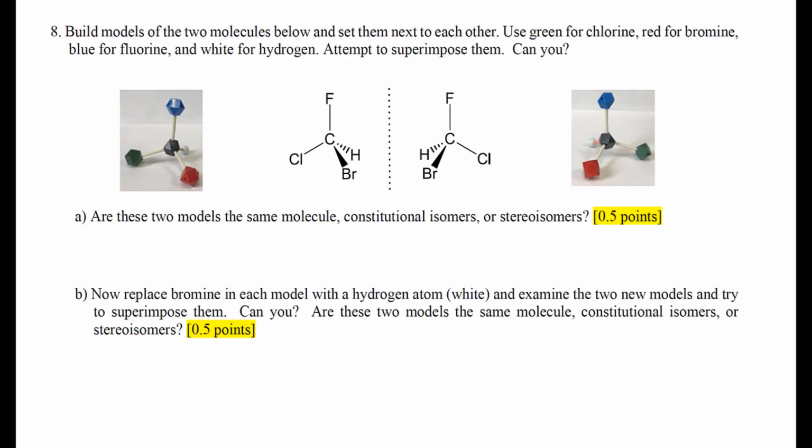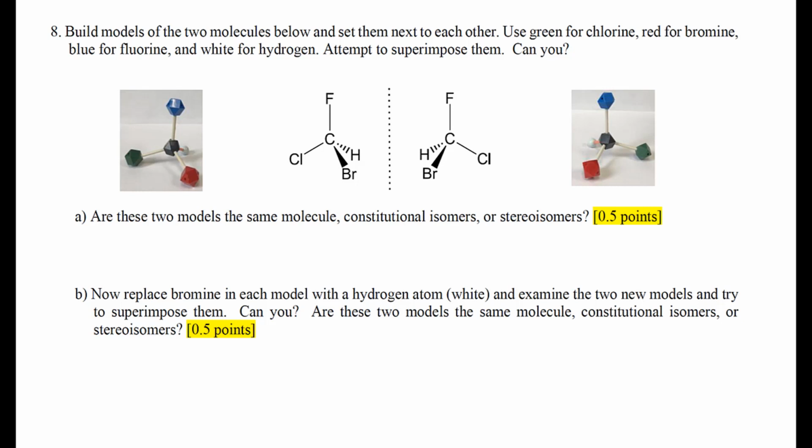Finally, we have question 8. This asks you to build 2 models of the 2 molecules shown below and set them next to each other as I've shown in this diagram. Here we're representing bromine with a red atom, and those bonds are on wedges. We're representing the blue and the green as being fluorine and chlorine, and we have the hydrogen as a white atom. If your model kit doesn't contain enough green atoms, for example, you can use a different color like gray.